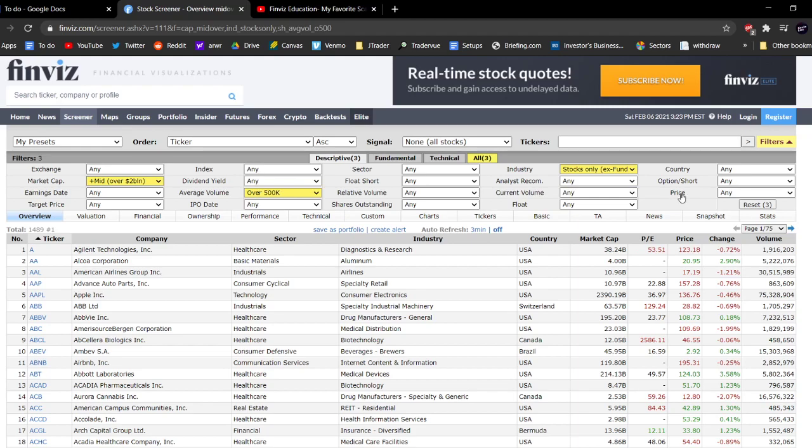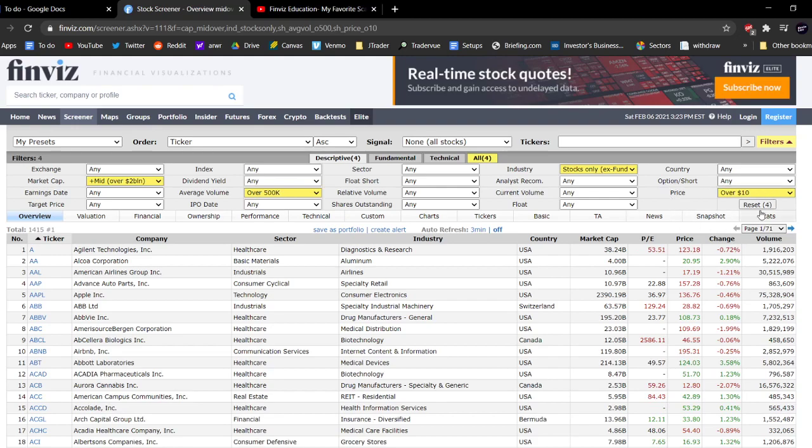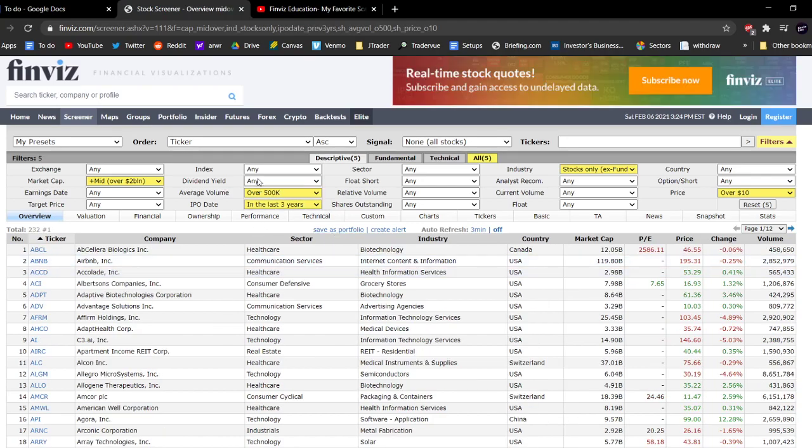And then the next thing is you're going to go to price. You're going to set this to over $10. The reasoning for that is that we don't want any penny stocks or anything worth less than $10. And then you're going to go to IPO date, and you're going to set this to in the last 3 years. So the reasoning for that is typically most companies make the biggest moves in the first 3 years after they just IPO'd. So that's everything that you're going to need on the descriptive tab.